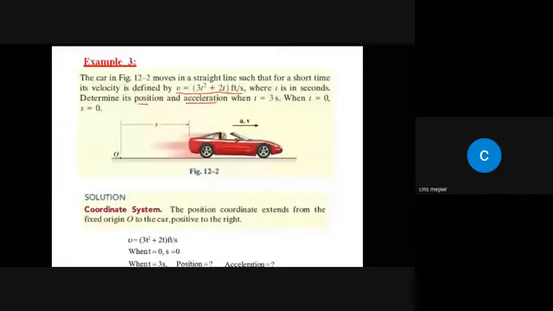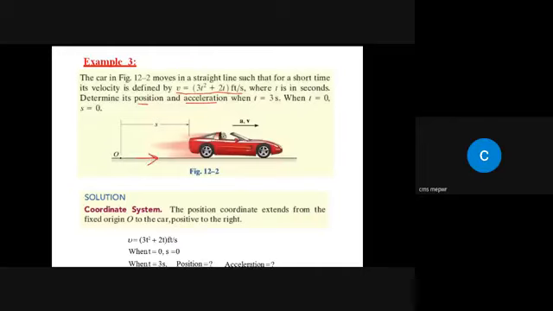So the first thing that you can do, you can define some origin. Like let's say this is the origin for my problem, and let's say the displacement in this direction is positive. So the position coordinate extends from the fixed origin to the car, positive to the right. This is basically what we have decided so far. So what we need to do, we have this equation which we wrote over here, and when t was 0, s is equal to 0.